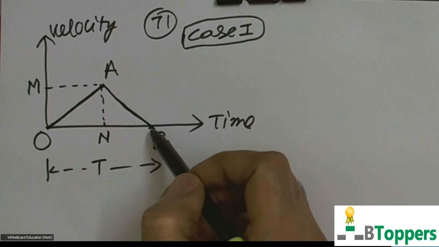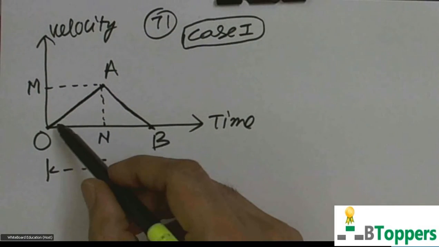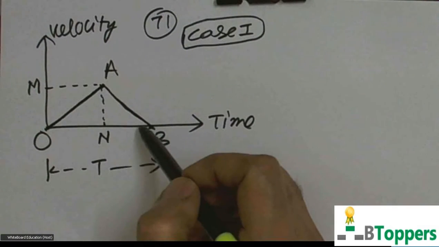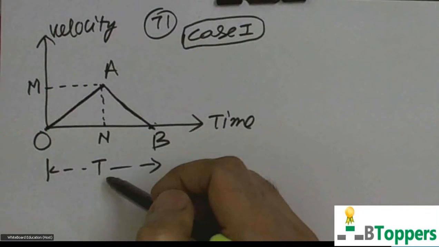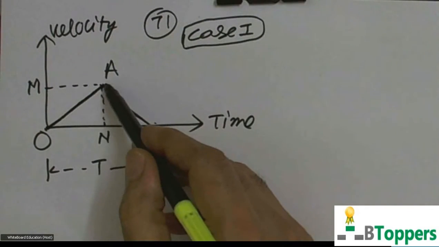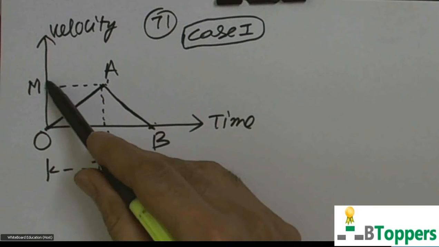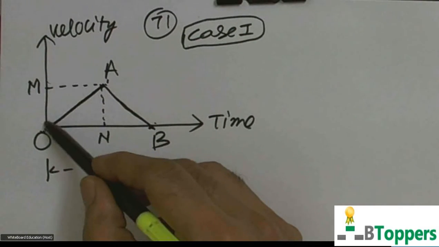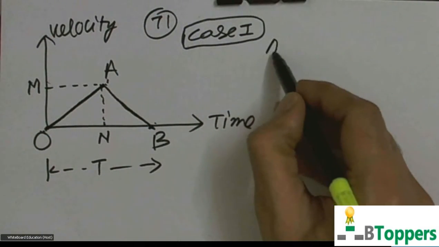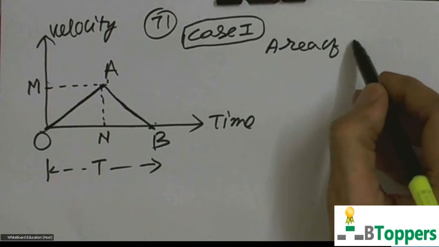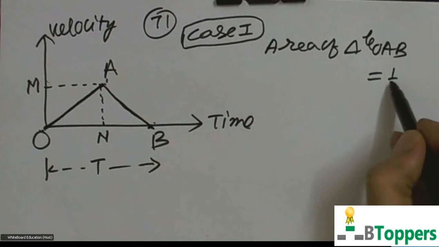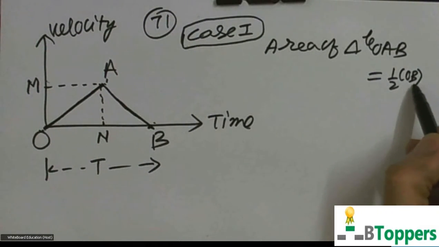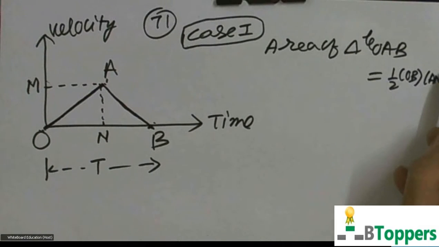The line OA represents the graph for accelerated motion, and the line AB represents the graph for retarded motion. So the area of the triangle OAB gives the total displacement, which is given as 7 kilometers. The base OB of the triangle OAB gives the total time of motion, which is given to be 14 minutes. The height of the triangle, AN equal to MO, gives you the maximum speed during the motion. So the area of triangle OAB is equal to half into base OB into height AN.